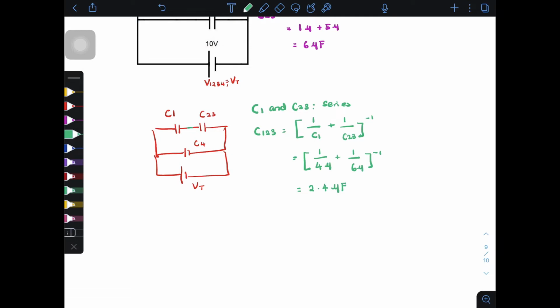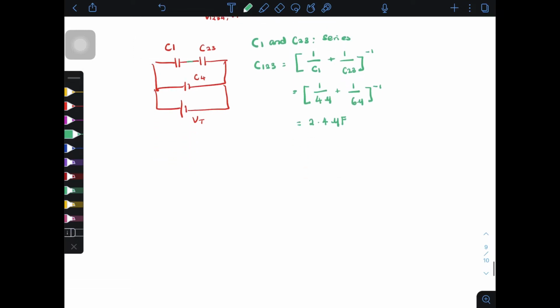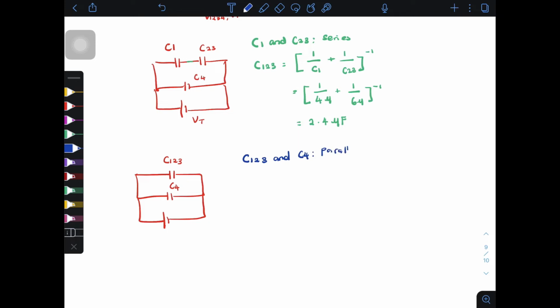So, this is C123. Okay, so 123 dia dah menjadi 1. This is C123. Then this is C4. And this is the power supply. Okay, so C123 and this is C4. So C123 and C4 mereka berada dalam keadaan parallel sebab dua-dua kaki bertemu dengan kapasitor yang sama. So C123 and C4 are in parallel.